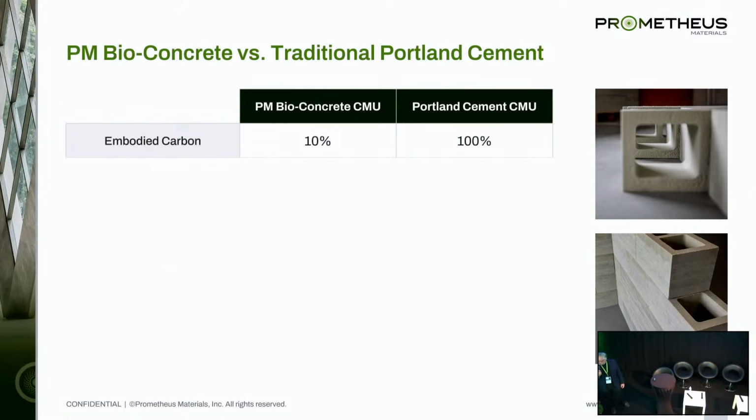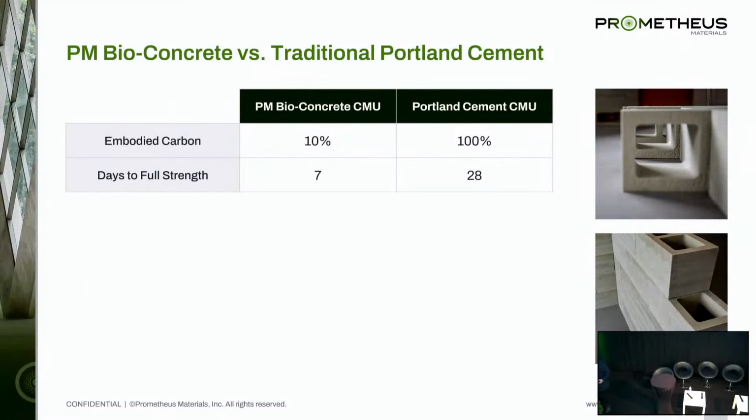So how are we different than Portland cement and Portland cement-based concrete? From an embodied carbon standpoint, we reduce embodied carbon by about 90%. Now that we've gotten our ASTM certification, we'll begin the LCA process. But we think conservatively 70 to 90%. I think it's very likely that it's more in the 90% range.